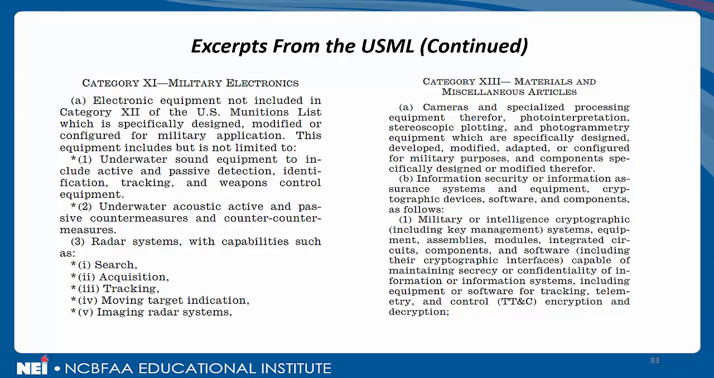Same thing for Category 13, materials and miscellaneous articles. In this instance, under A, anything from cameras and specialized processing equipment, to B, information security or information assurance systems, or to B1, military or intelligence cryptographic systems. So different categories, same nomenclature, starting with a letter, lowercase letter, into a numeral, and then potentially into lowercase Roman numerals.